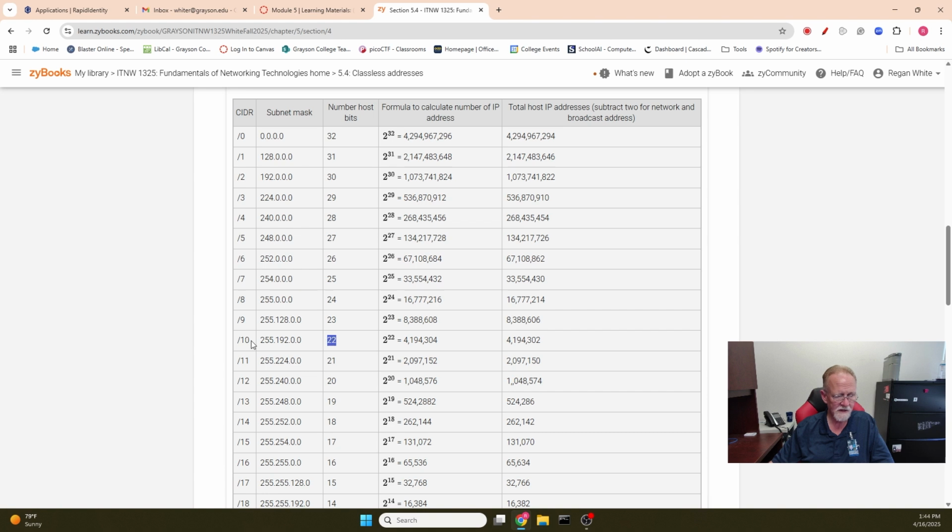32 minus 22 is 10. You've got 10 network bits. So essentially what this / does, it tells you the number of network bits that you have. And we'll go over this a little more in detail when we practice it for homework. But you get the idea.